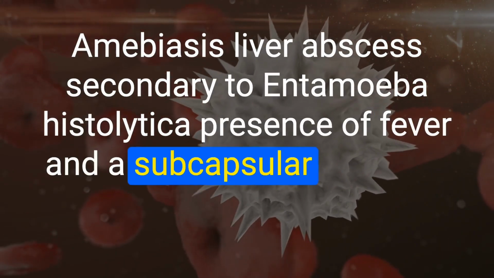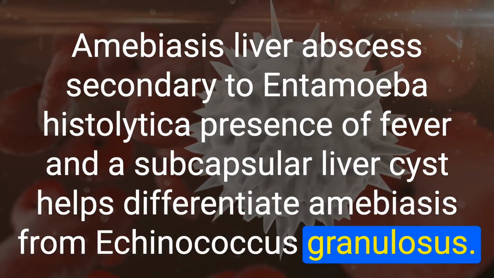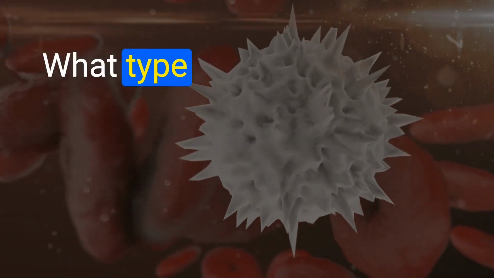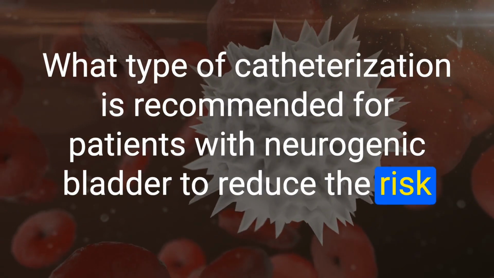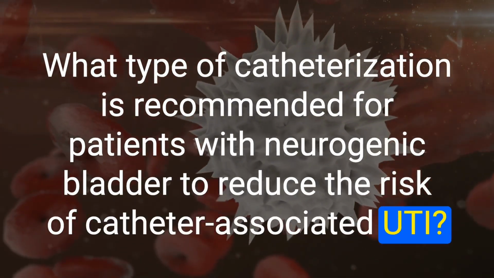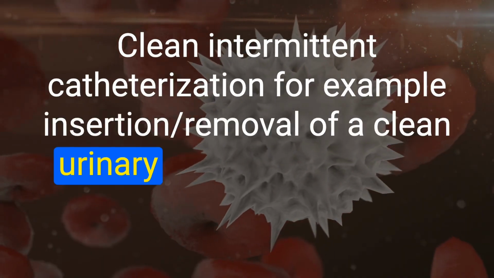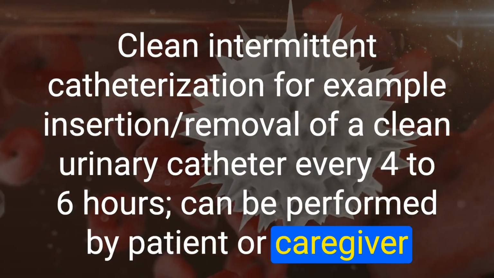Presence of fever and a subcapsular liver cyst helps differentiate amoebiasis from Echinococcus granulosus, which is afebrile with a hydatid liver cyst. 58. What type of catheterization is recommended for patients with neurogenic bladder to reduce the risk of catheter-associated UTI? Clean intermittent catheterization, for example insertion and removal of a clean urinary catheter every 4 to 6 hours, can be performed by the patient or caregiver.